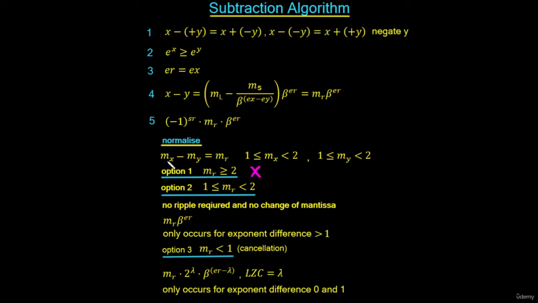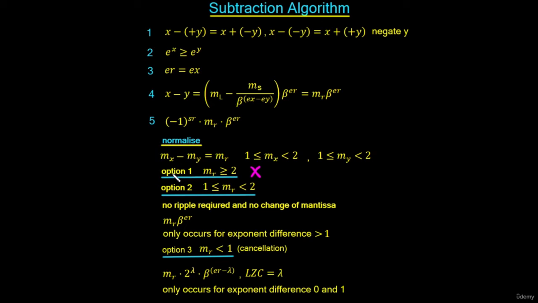We're going to have 3 options. In this case, we'll have mx minus my as mr, which is just what's inside this bracket. We know that mx, the number that comes in, is a normalised number, so it's greater than or equal to 1 and less than 2. The my, which is our original number that comes in, is also normalised, so it's greater than or equal to 1 and less than 2. So again, we've got 3 options here. We could have mr greater than or equal to 2, so in this bracket here, greater than or equal to 2.